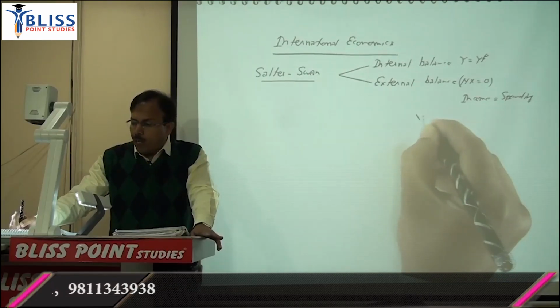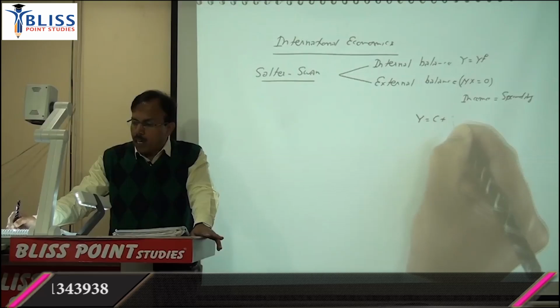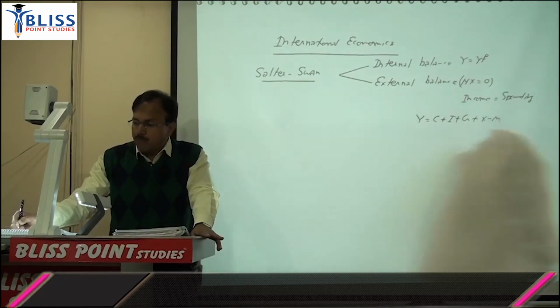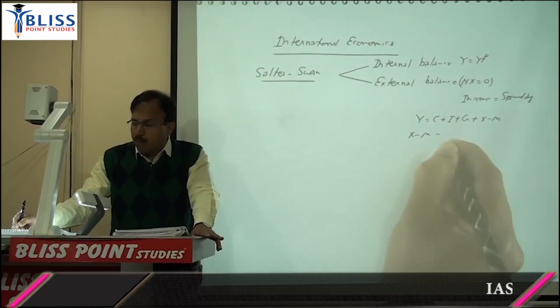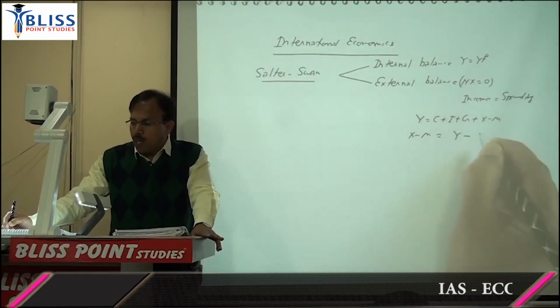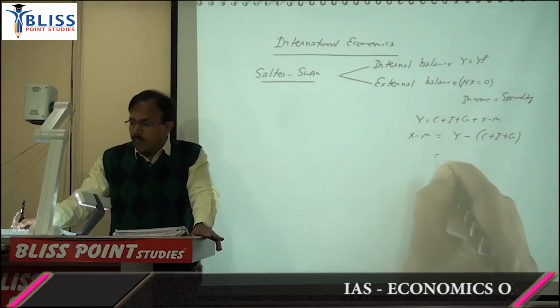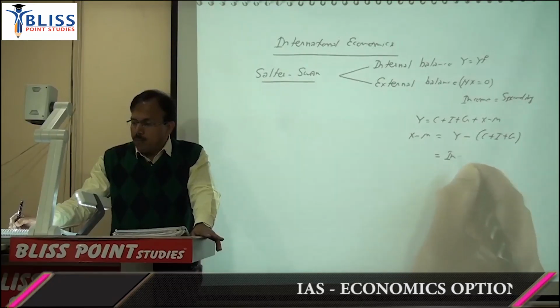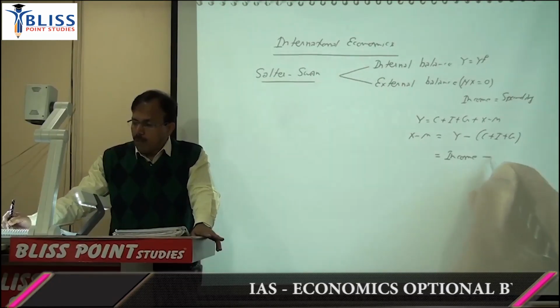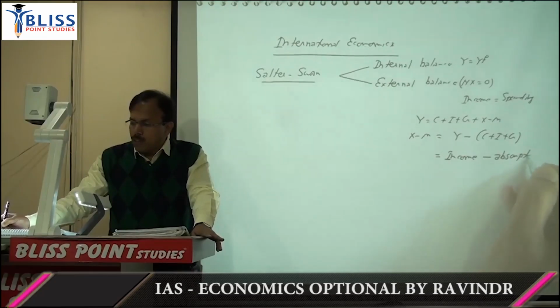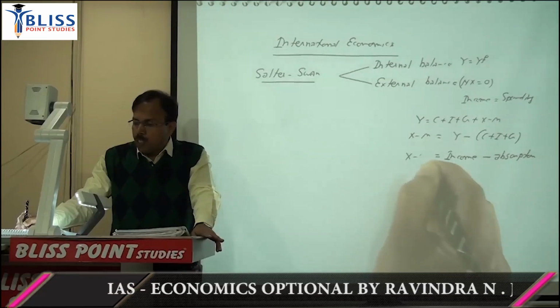So when you write Y is equal to C plus I plus G plus X minus M, that X minus M becomes equal to Y minus C, I and G. So this is income minus absorption. So income minus absorption is trade balance.